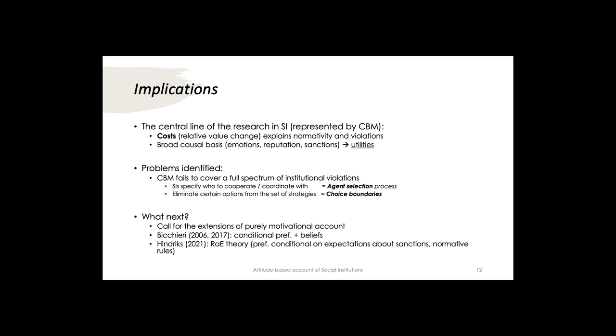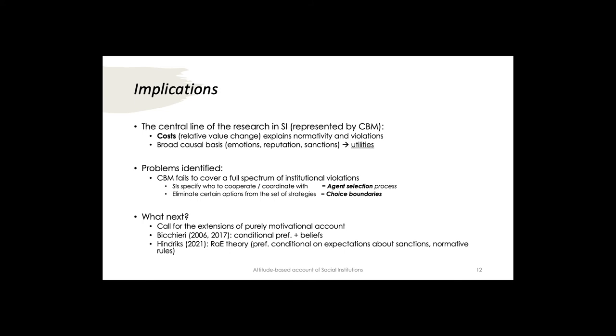So there are several implications of what I just said. The central line of research in social institutions explains normativity and violations in terms of costs, understood very broadly as a relative value change, where costs have a very broad causal basis. For instance, they include emotions, reputations, sanctions, but they are all translated directly into utilities. And I try to identify several different problems with this.